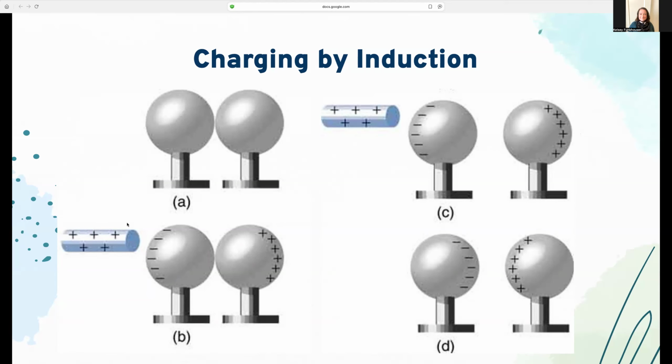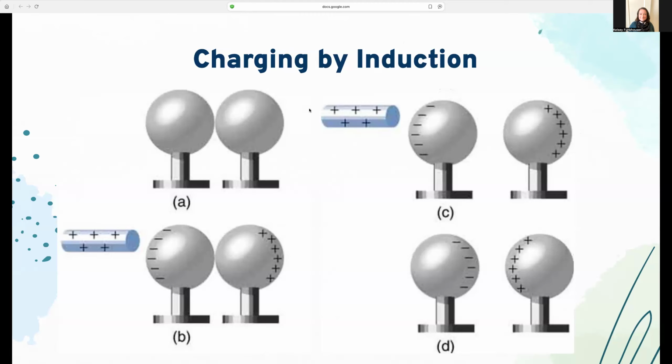But then we can bring a positively charged rod near them. And the same sort of thing happens with the polarization, except the charges can get even farther away because they can go into the other object. So we have all the negatives close to our positively charged rod and all the positives in the other sphere.